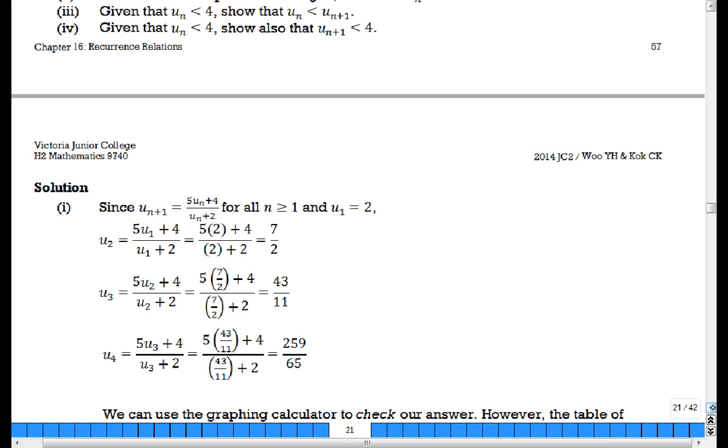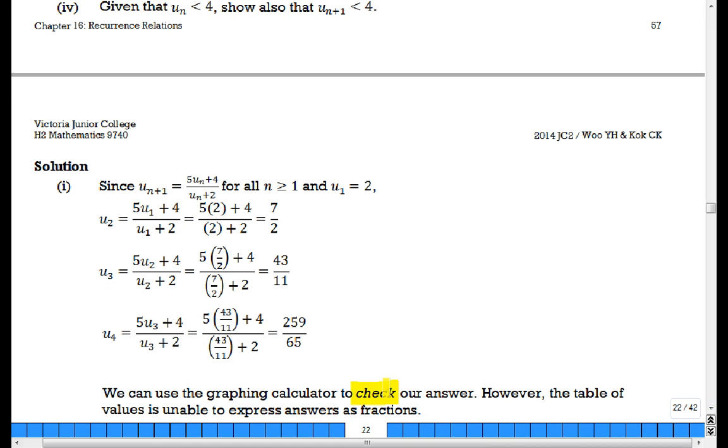So we only use the GC to check the answer. You cannot tell me by GC U2 equals 7 over 2, U3 equals 43 over 11, U4 is 259 over 65. You have to use this step. These steps are critical. You have to show that you understand what it means to find each term using the previous term. We only use the GC to check the answer.